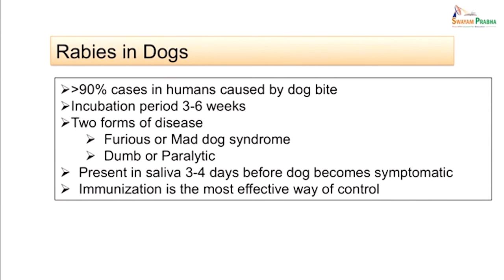Hence, whenever there is a case of dog bite, it is important to observe the animal for at least 10 days. Now, in dogs, immunization is the most effective way of control.